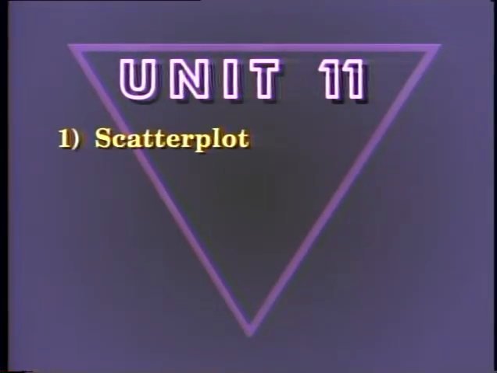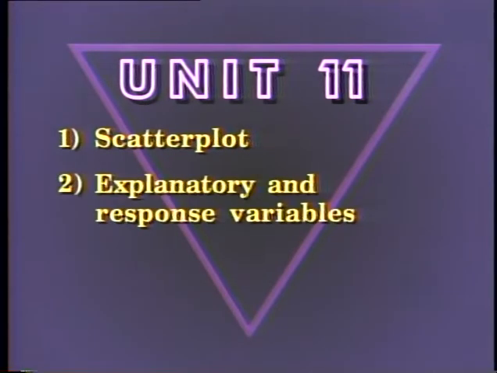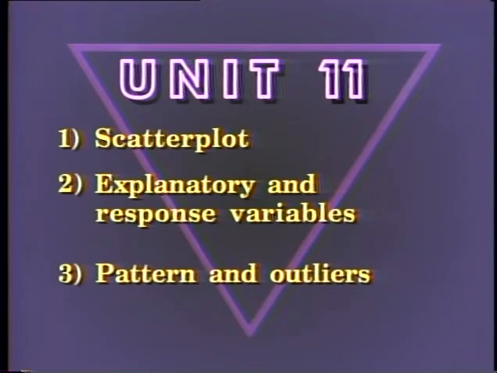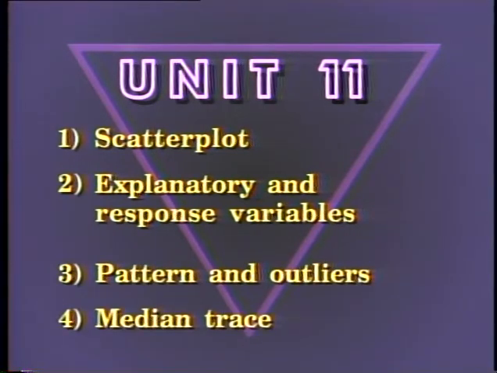We'll learn that when both variables are quantitative, that is, we can plot them on a graph and do arithmetic, a scatter plot is the right display. We'll see that not all variables are created equal. When one variable accounts for changes in another variable, the first is called the explanatory variable, while the second is called the response variable. We'll look for patterns in the data on a scatter plot and also try to explain points that fall outside those patterns. We'll learn a new technique called a median trace that can be used to bring out a pattern in a scatter plot that might otherwise be hidden.